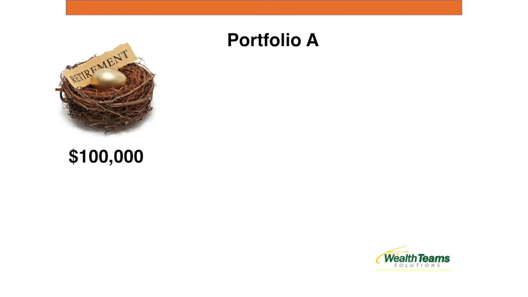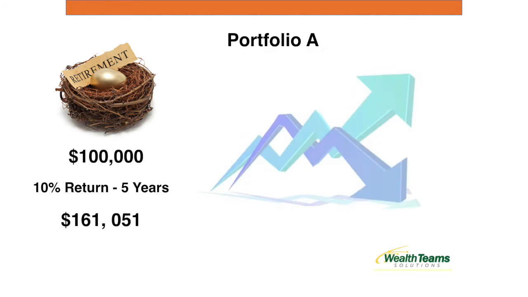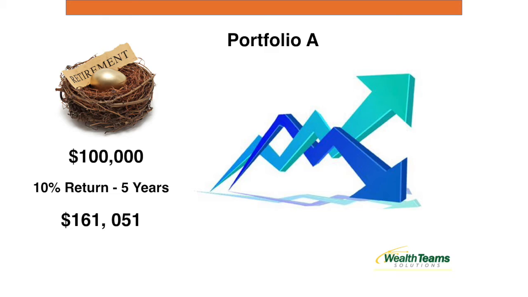Now let's assume for a second that you had $100,000 in portfolio A. That portfolio earned 10% every year for 5 years. Your average return then would be 10%. 10% every year for 5 years is 10, right? Your $100,000 would have grown to $161,051.